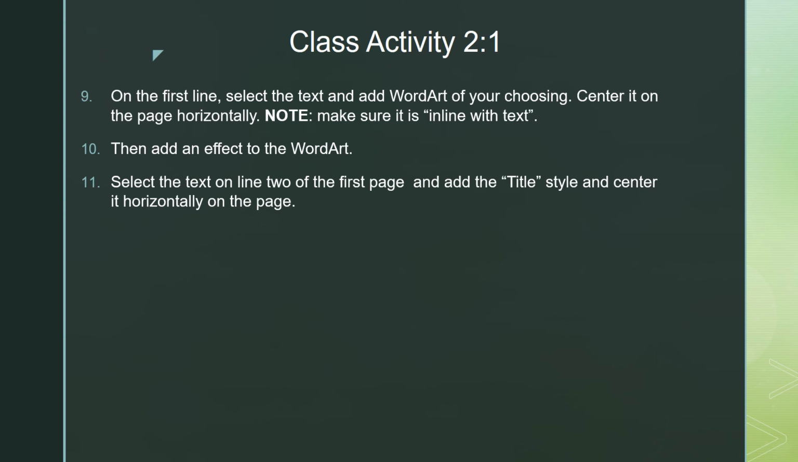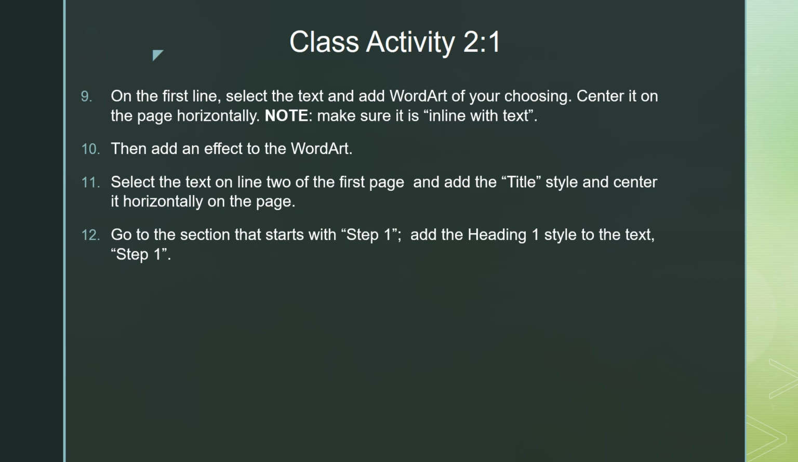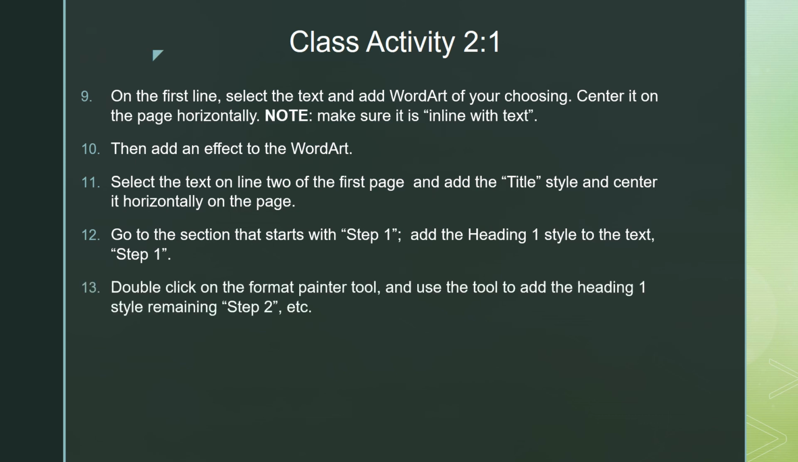Select the text on line 2 of the first page, add the title style, and center it horizontally on the page. Go to the section that starts with Step 1. Add the Heading 1 style to the text, Step 1. Double click on the Format Painter tool and use it to add the Heading 1 style to all of the steps' side headings. That would be Step 2, 3, 4.